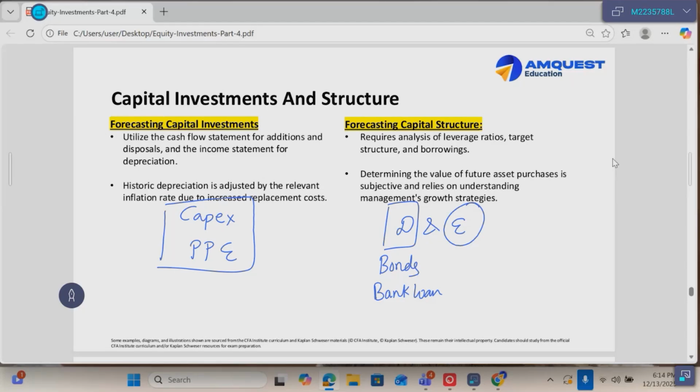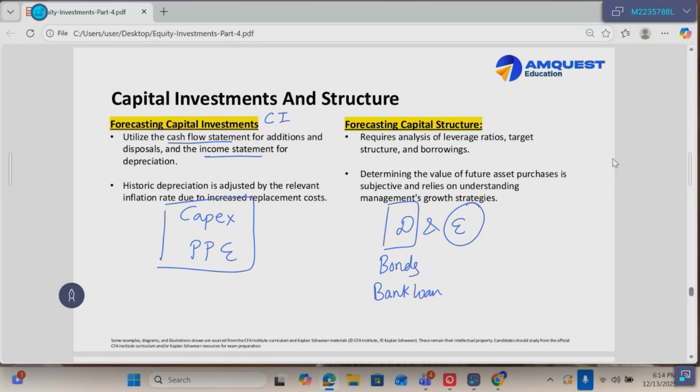So forecasting capital investment, you utilize the cash flow statement for additions and disposals and the income statement for depreciation. So the data over here is going to come from the cash flow statement and it is going to come from the income statement. In our cash flow statement, we will be seeing the cash flow from investing activity, and in the income statement, you will get the current year depreciation. Historical depreciation is adjusted by the relevant inflation rate due to increase in replacement costs.